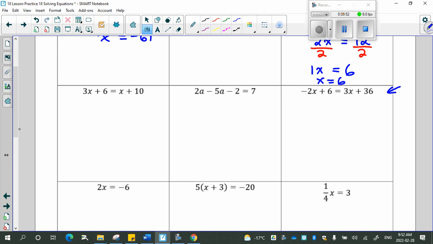What's smaller, negative 2x or 3x was my question. Negative 2x is smaller, so we're going to do the inverse operation to both sides. So we're going to add 2x. Notice where I put it on this side. That creates a zero pair.